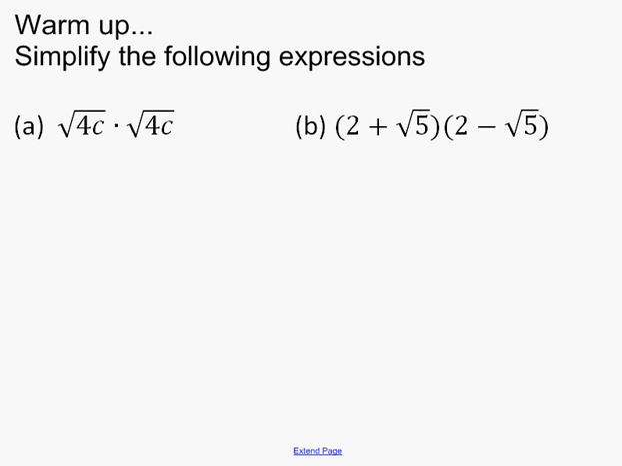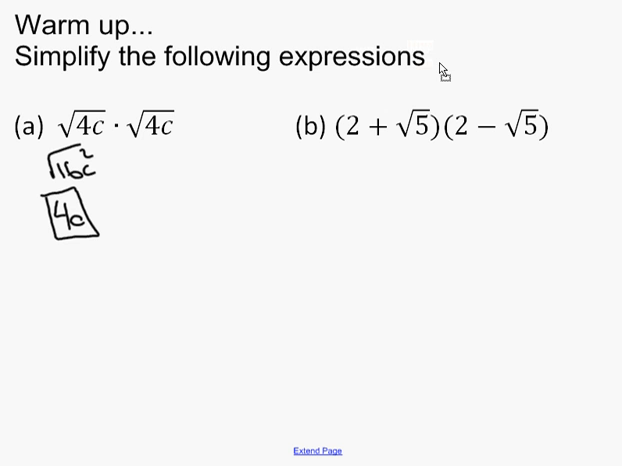Okay, so as a warm-up, I want you to simplify the following expressions. So let's look at the first one, radical 4c times radical 4c. Well, that's just going to be radical 4 times radical 4, that's radical 16, and c times c is c to the second. Radical 16 is 4, radical c squared is c, so we get 4c.